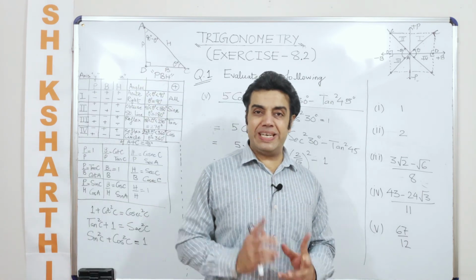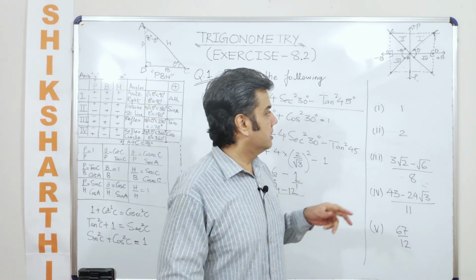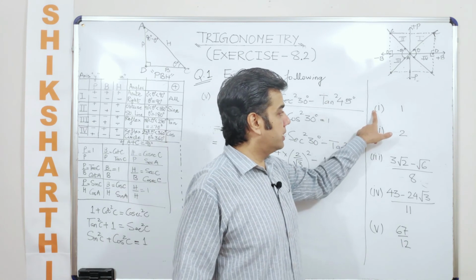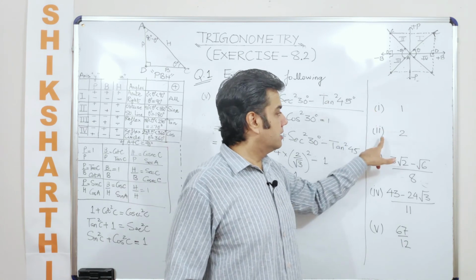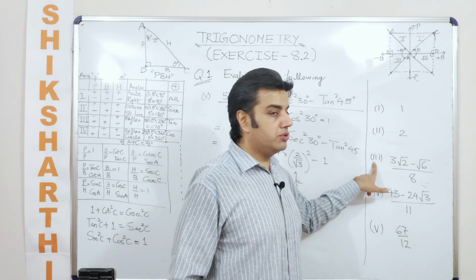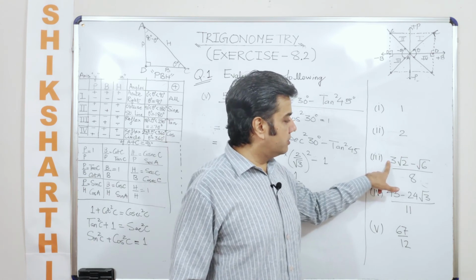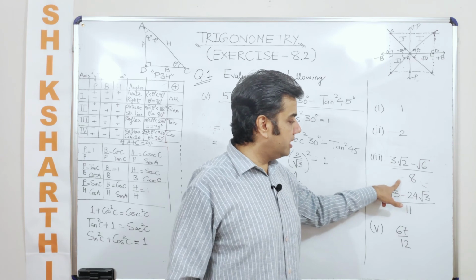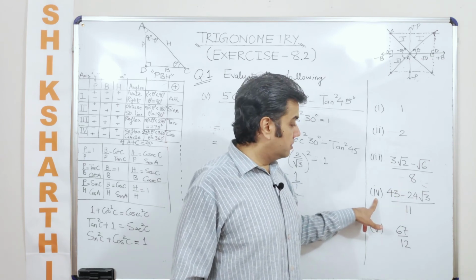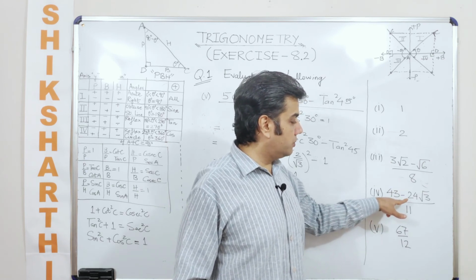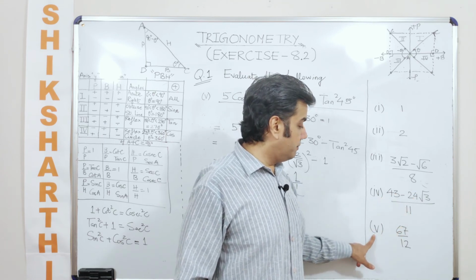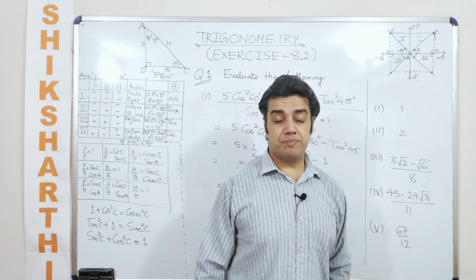So finally, a quick check of all the answers. The answer to sub part 1 is 1. Sub part 2 is 2. Sub part 3, when you rationalize the denominator, finally you get the answer as 3 root 2 minus root 6 divided by 8. Sub part 4, the answer is 43 minus 24 root 3 divided by 11. Fifth, the answer is 67 by 12.